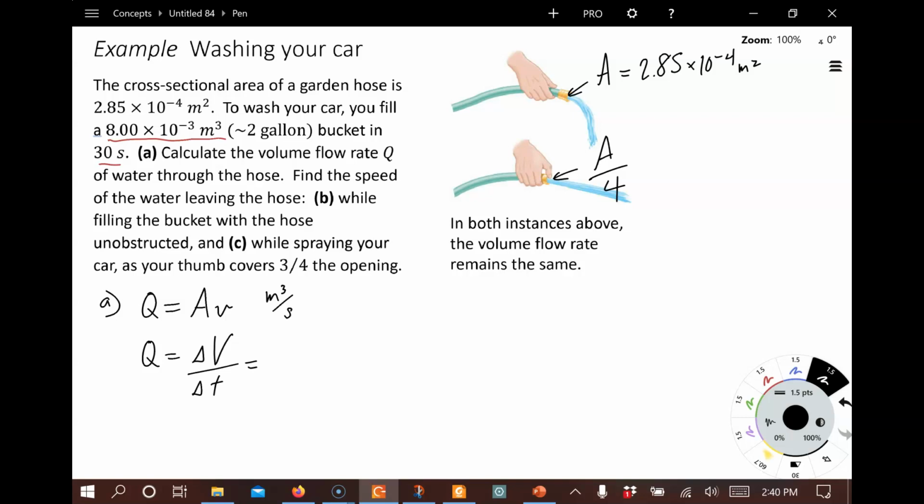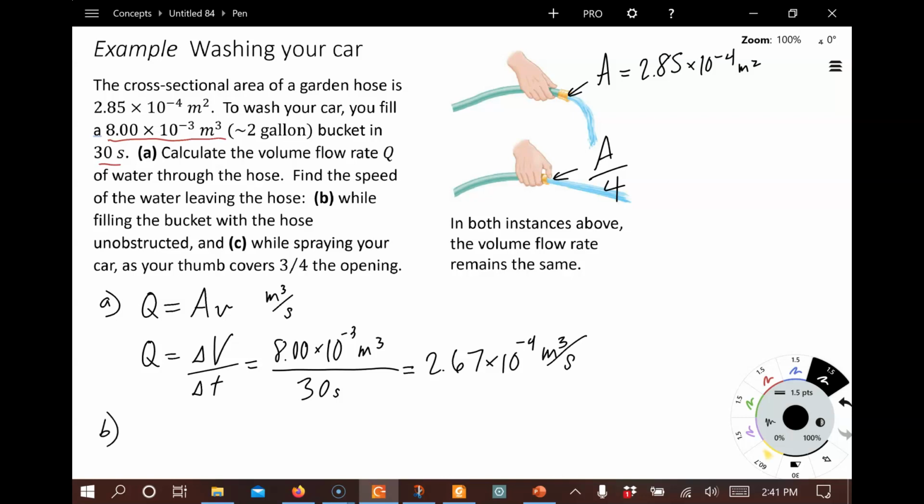In that case, we do have the change in volume here. The amount to fill the bucket up is equal to 8.00 times 10 to the -3rd meters cubed. That's the volume of the bucket, about 2 gallons. And that is filled in a time of 30 seconds. That's going to give us the flow rate. That's going to be equal to 2.67 times 10 to the -4th meters cubed volume of water per second that flows through the cross-sectional area.